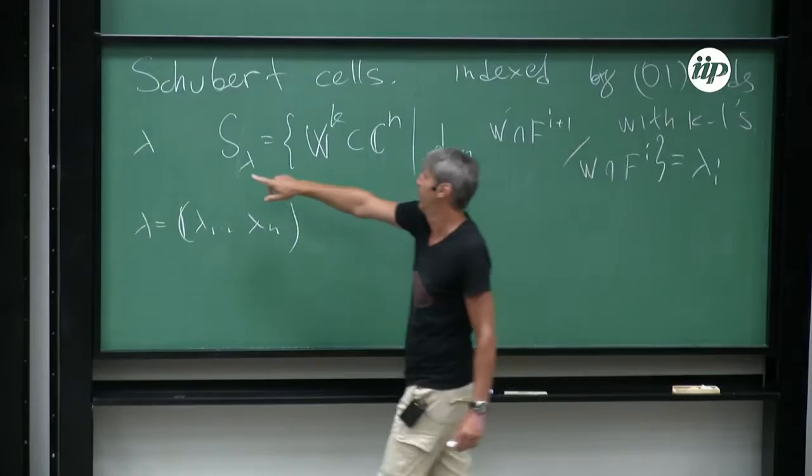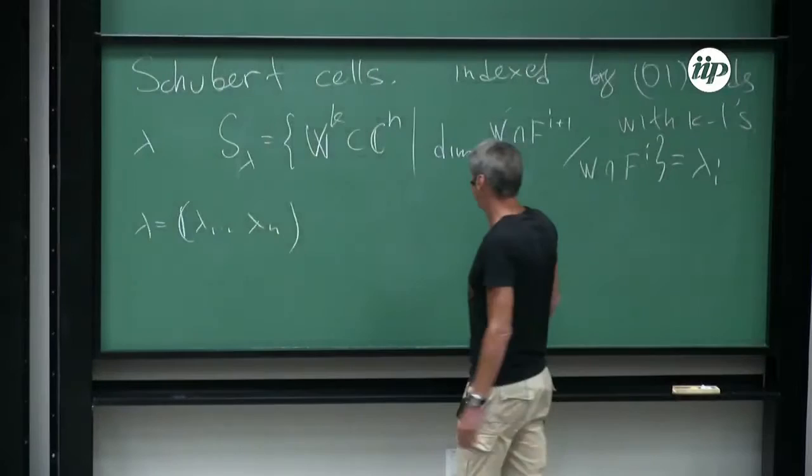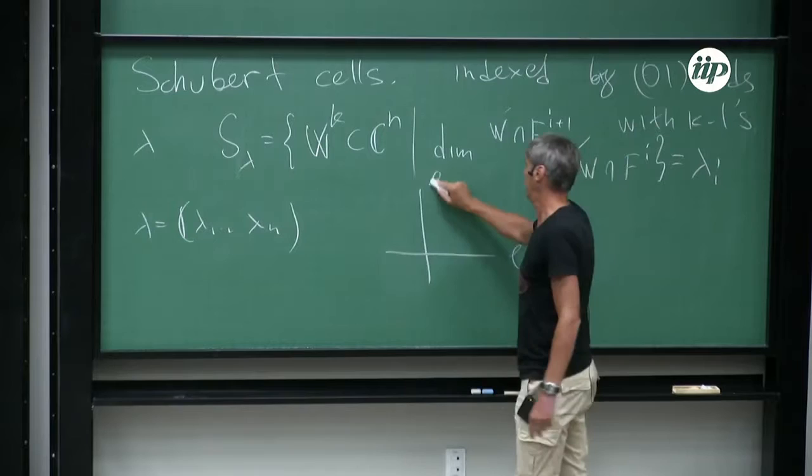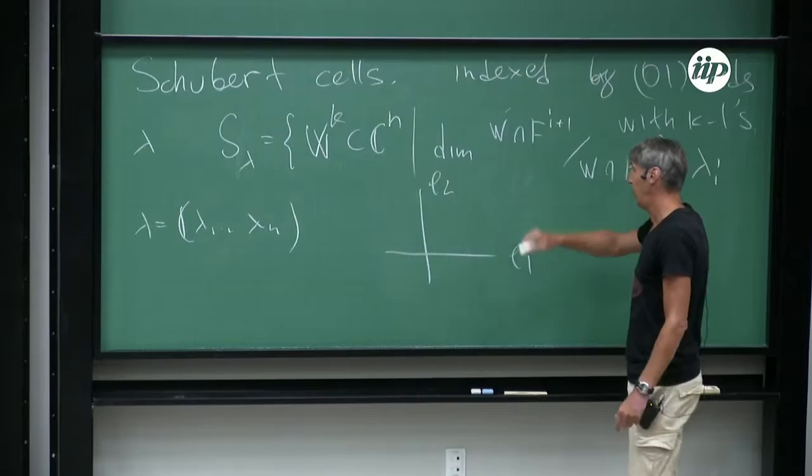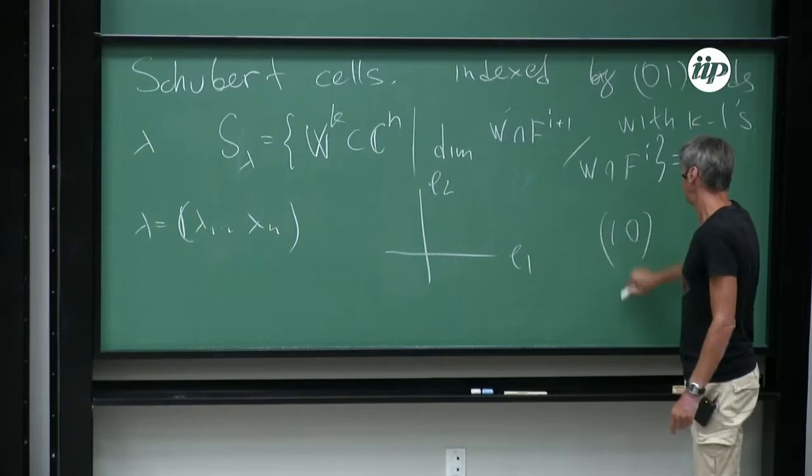So let us look at a simple example, two-dimensional. In a two-dimensional space, you have two basis vectors, e1 and e2. The full flag is e1 and the whole space, spanned by e1 and e2. So what is the Schubert cell which corresponds to the words 0,1 and 1,0?